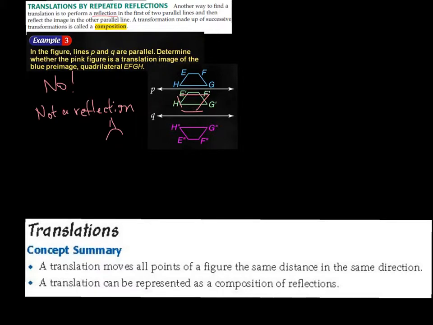In summary, a translation moves all the points of a figure the same distance in the same direction. A translation can be represented as a composition of reflections.